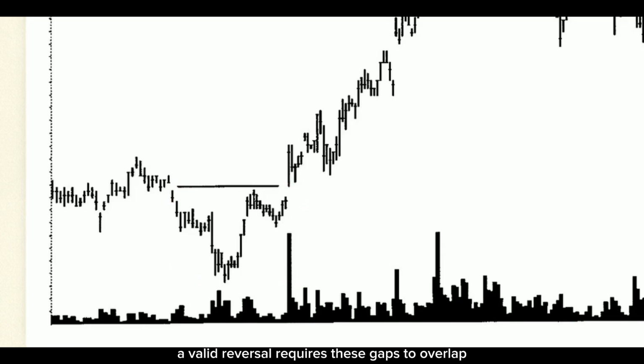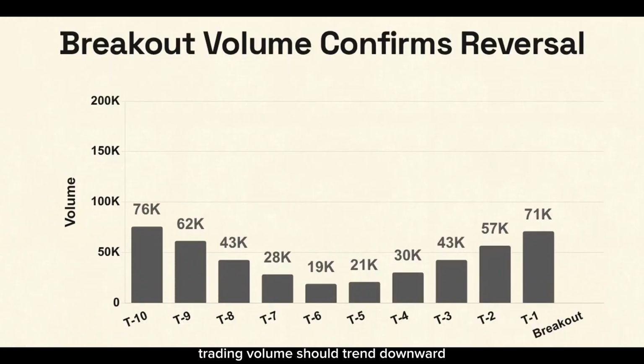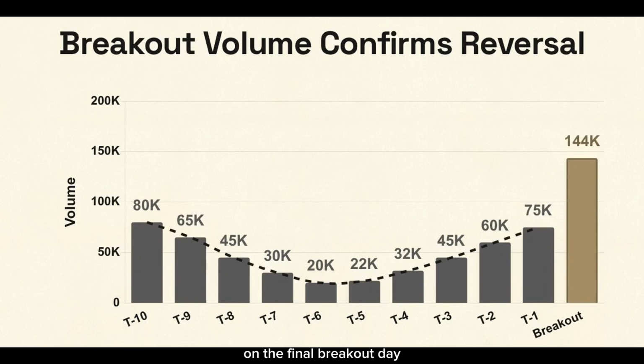A valid reversal requires these gaps to overlap horizontally. Both gaps must be at least 25 cents wide, overlapping within 13 cents. During the island's consolidation phase, trading volume should trend downward, forming a U-shape or dome. The pattern is only confirmed if volume spikes heavily on the final breakout day, the day the second gap forms. We see this confirmation 79% of the time.